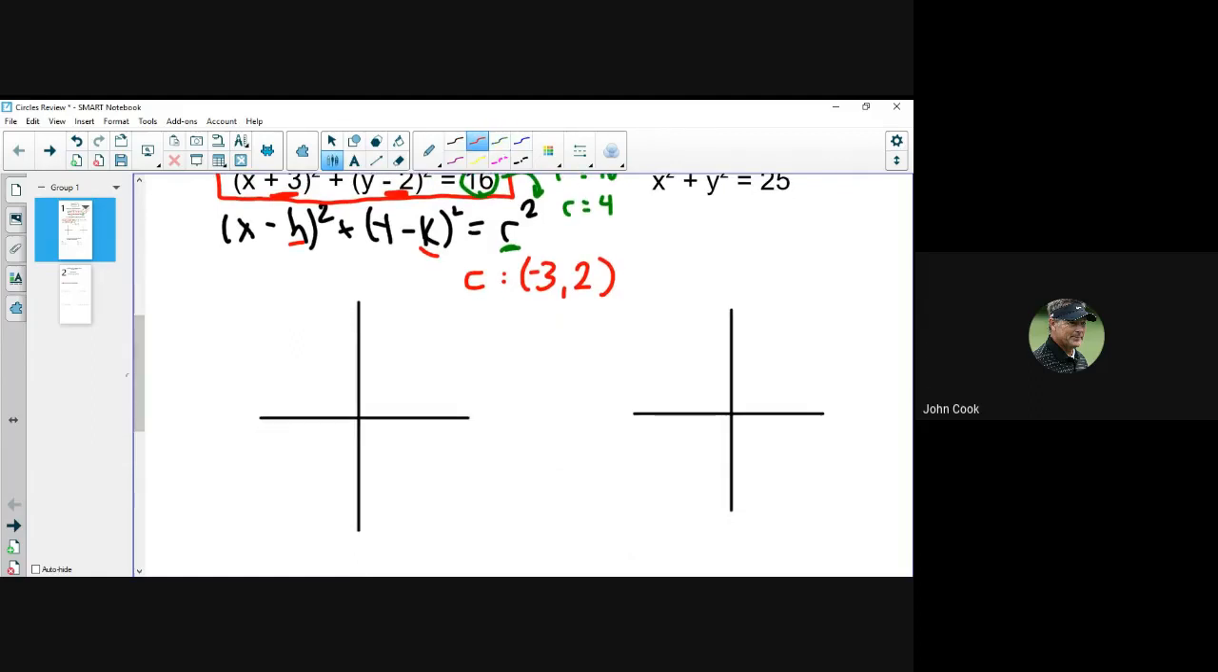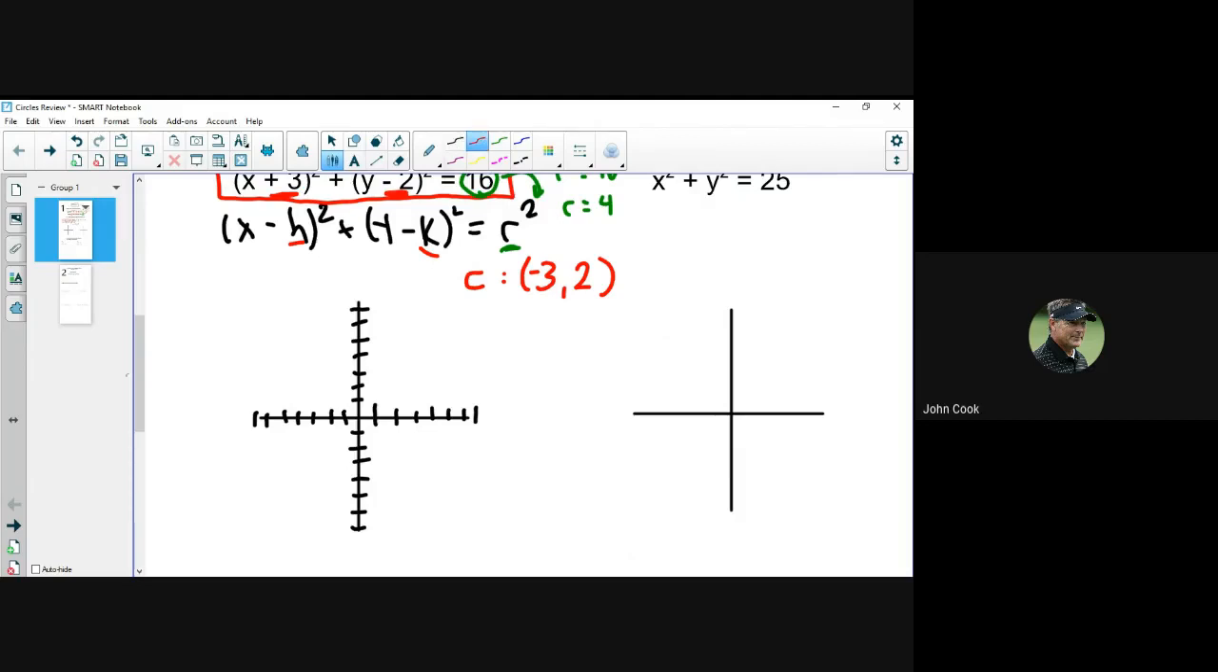The center is going to be at -3, 2. So let's see here. I'm going to go up and down by 7 all over the place. 1, 2, 3, 4, 5, 6, 7. There we go.